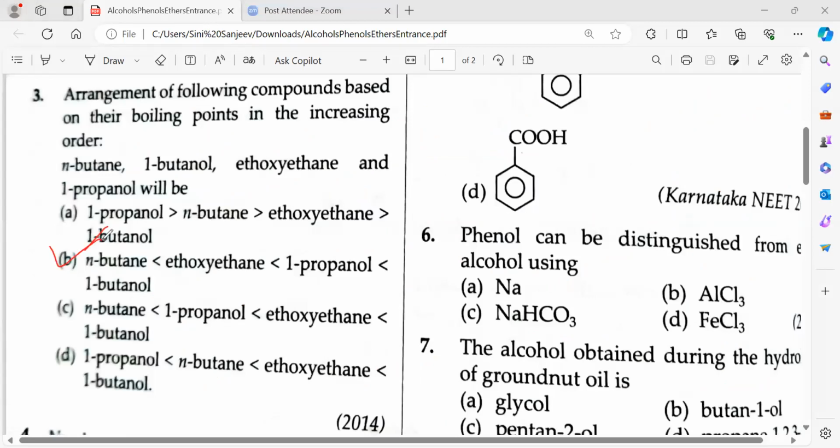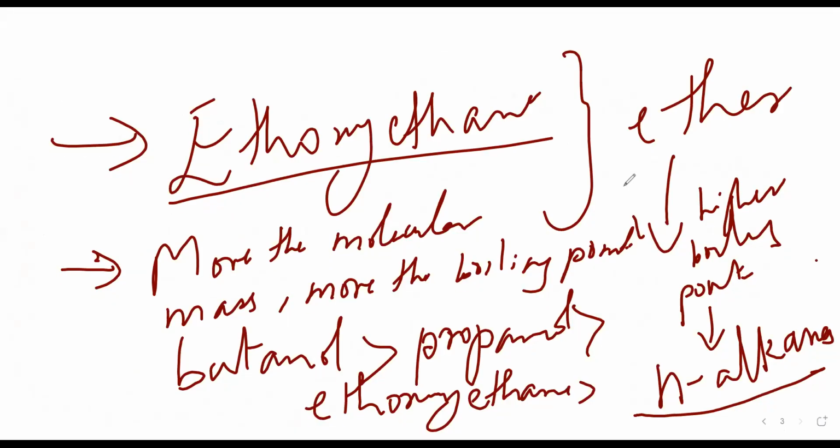But option A and option D I'm deleting directly. Why? Because N-butane has been put in the second. So this has been already deleted. It's always between B and C. Okay. And again, coming to ethers, there is an exception also. So you might have a doubt why this B and C. Ethers, there are exceptions too. I'll tell you what the exceptions are also in this particular MCQ, because there are a lot of learnings from this.